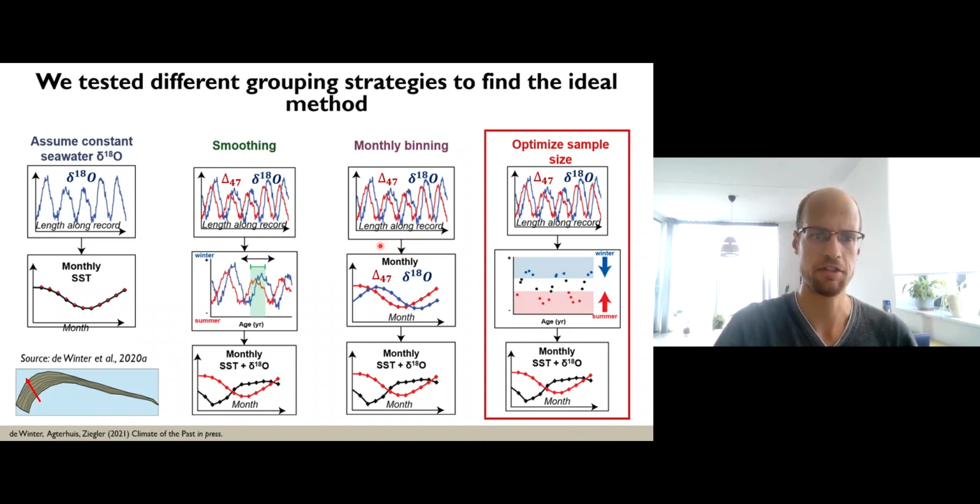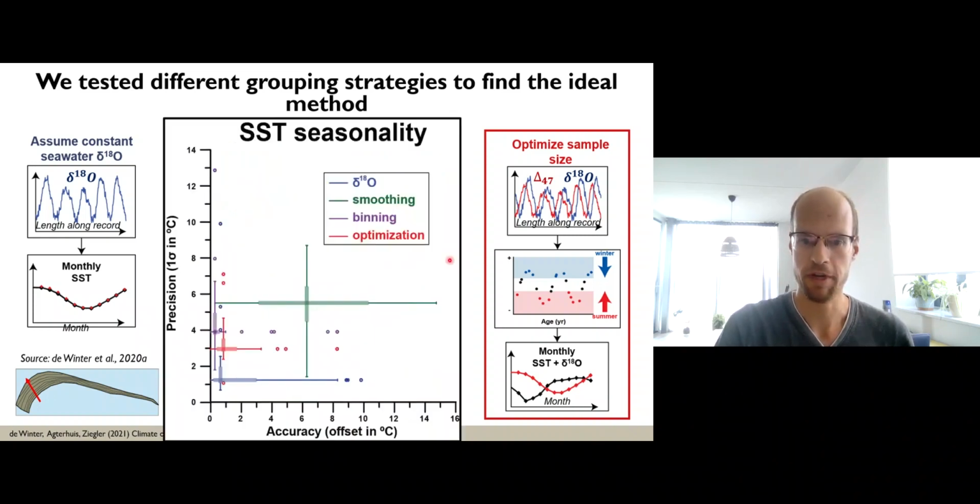And there are several ways to do this. So this is the normal oxygen isotope method, and we can smooth our record or bin them monthly if we have a good age model, which we often have in bivalve shells. And I would argue we tested different variations of these methods on a range of virtual data sets and also natural ones. You can find details about this testing in our paper that's going to come out in a few weeks.